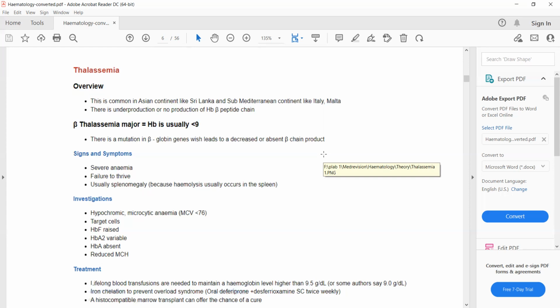And the only type of thalassemia that you need to remember for PLAB 1 exam is beta thalassemia major. Because beta thalassemia minor is usually asymptomatic, so a patient with beta thalassemia minor will not usually present to you in hospital. And alpha thalassemia can cause death in utero, so they're also not important to remember for PLAB 1 exam. Only a patient with beta thalassemia major will present with low Hb and signs and symptoms of anemia, such as pallor, fatigue.